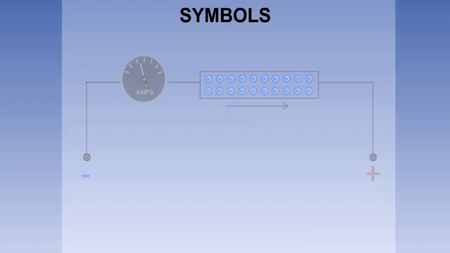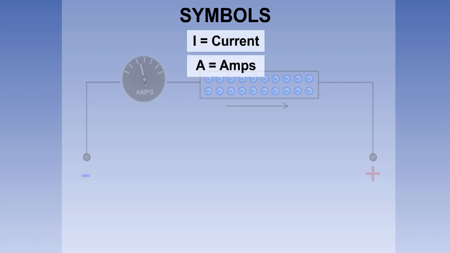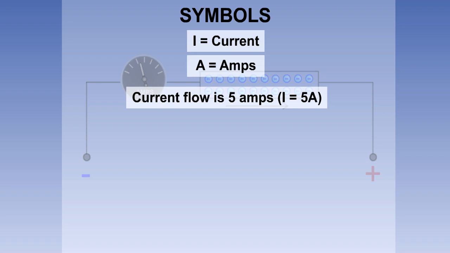The symbol used for current is I. However, when current is expressed in amps, the symbol A is used. So if you wanted to say that the current flow in a circuit is 5 amps, it could be written as I equals 5A.